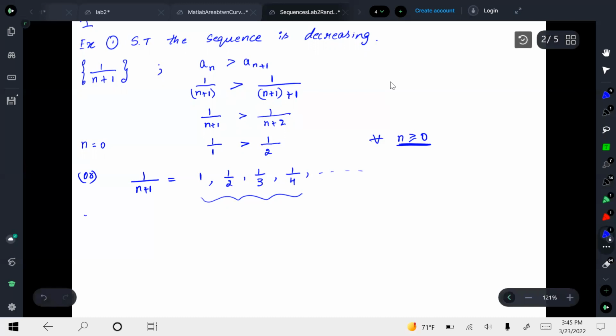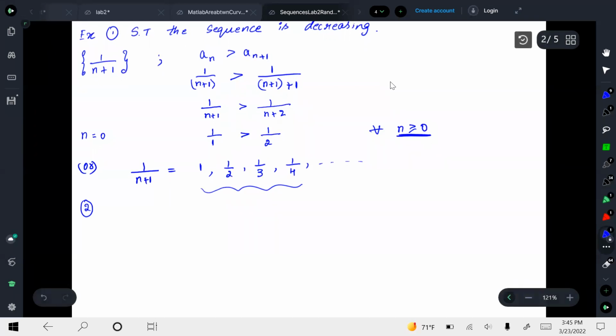Okay, now let us move on to example number 2. If you have any questions on this lab, just let me know in the chat box, or you can just unmute yourself. If you want me to explain it again, let me know that as well. Now let us start with example 2.